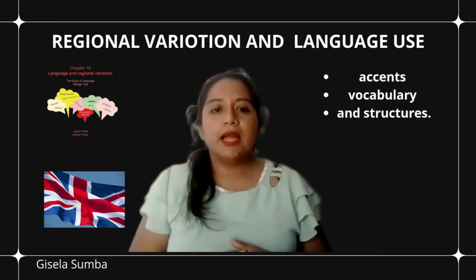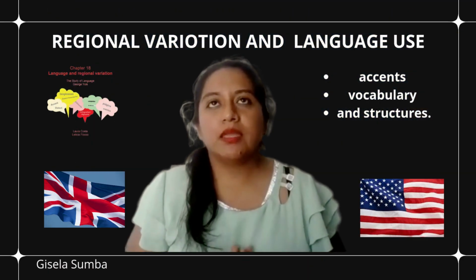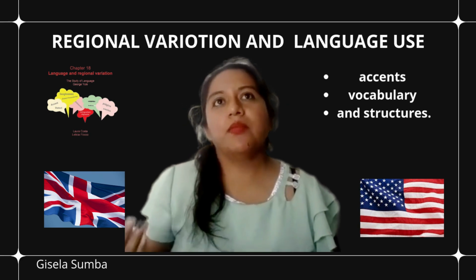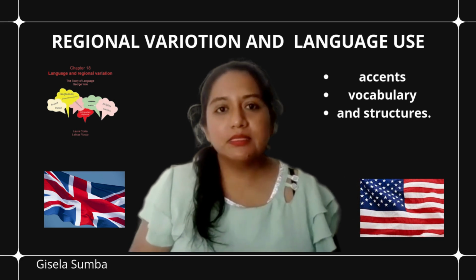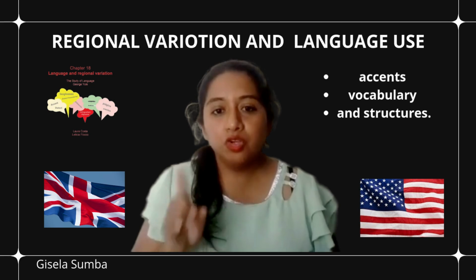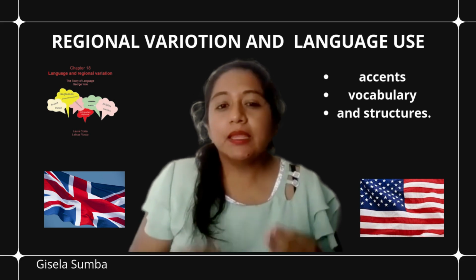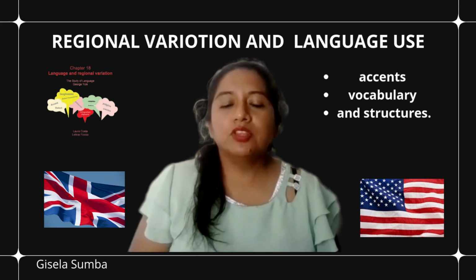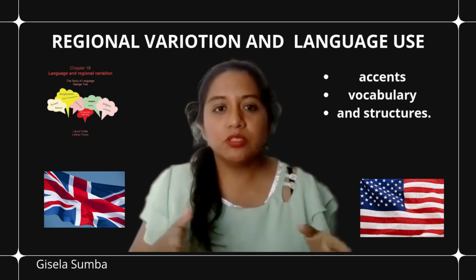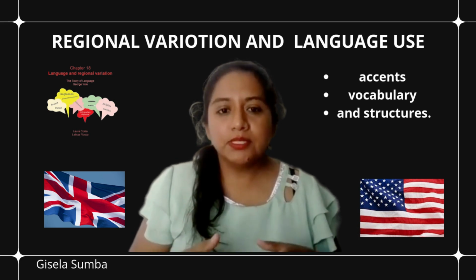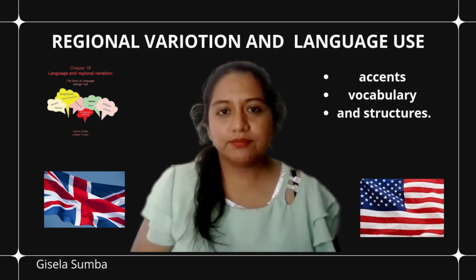For example, in British English we say lift, while in American English we use elevator. These differences are not mistakes, but legitimate forms of communication. In the classroom, the teacher can show both so that students understand the diversity of English and develop communicative flexibility.